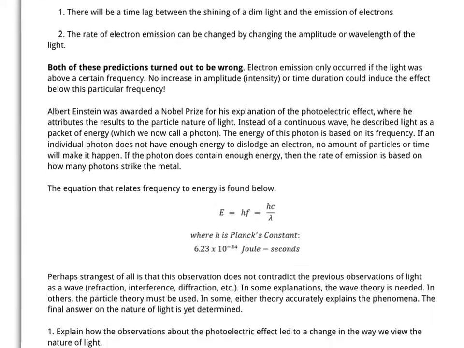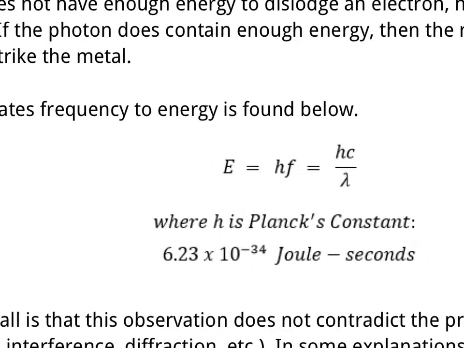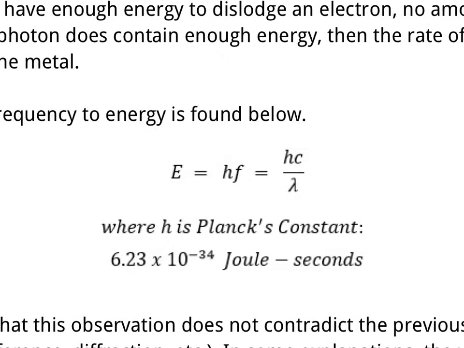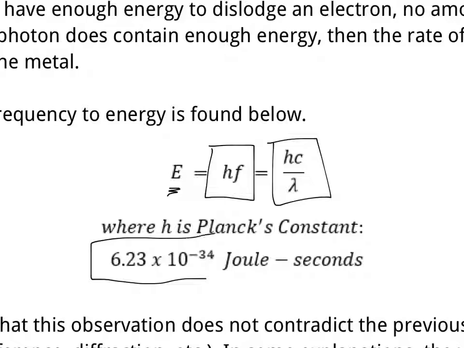The other part that's in here is the equation down here for the energy of a photon. An individual particle of light is called a photon, and it has a certain energy that's based on its frequency and also its wavelength, since those two are related. So this equation tells us that the energy contained in a photon is equal to h times f, or hc divided by the wavelength, where the constant h is Planck's constant and always equal to this number down here, 6.23 times 10 to the minus 34.